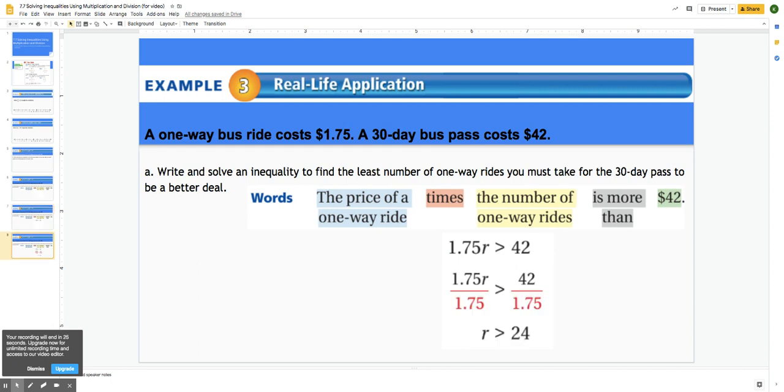So to solve the inequality, we would divide by $1.75 on both sides and we get the solution. R is greater than 24. What this means is that anytime you plan on taking more than 24 rides in a 30-day period, you should buy the 30-day bus pass because that would save you some money and that gives you the better deal.